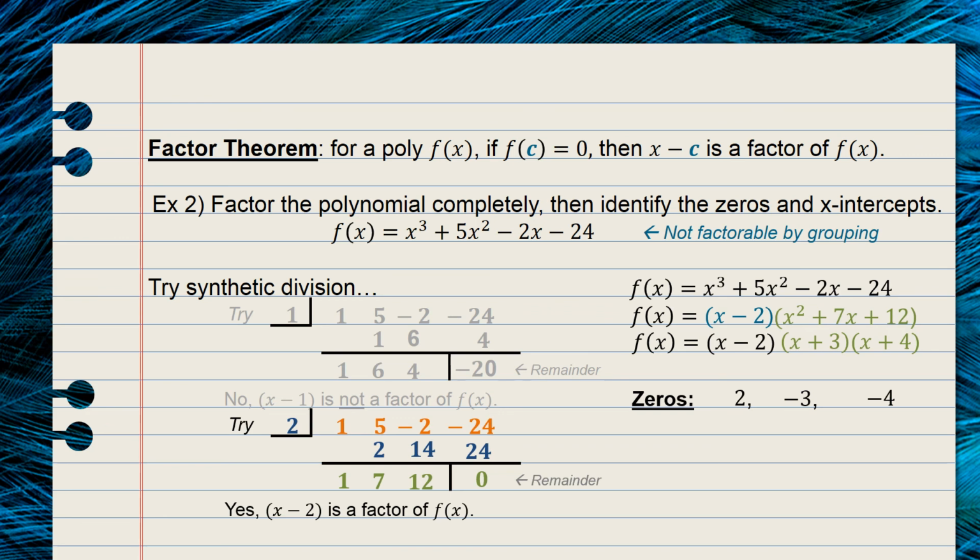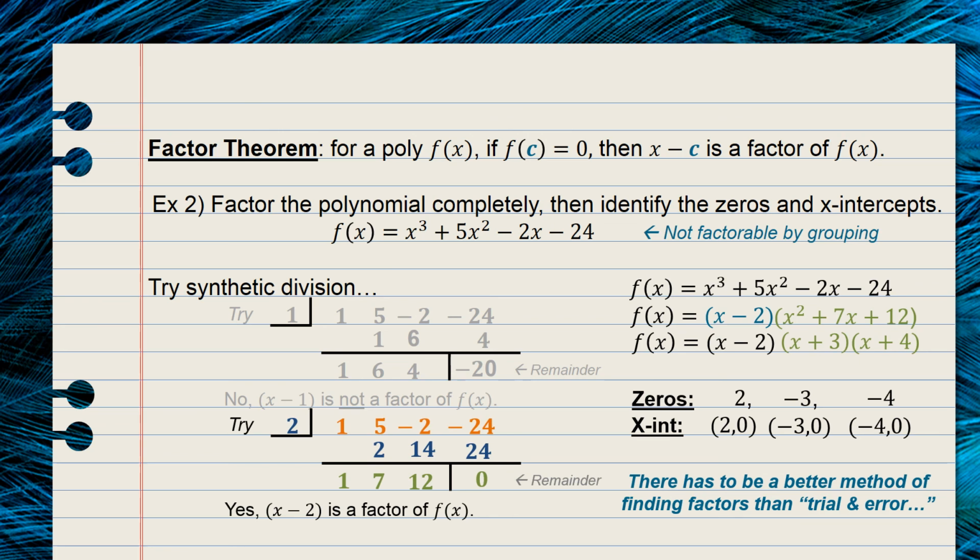Now from my zeros, I can identify my x-intercepts. X-intercepts are points and must be written that way. So if my 0 is 2, as an x-intercept, that would be 2, 0. The next intercept would be negative 3, 0, and the last one would be negative 4, 0.